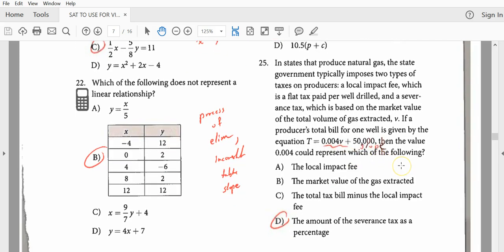Okay, we're thinking here, what does this value represent in the equation, right? So it's a slope. It's next to our linear variable. So the local impact fee wouldn't make sense because that'd be like a one-time cost. The market value, no. The total, no. The idea here, the amount of severance tax is a percentage. That's the one that gives us the most ideal answer here. So reading through the problem shouldn't be too bad. Knowing all our vocab that deals with slope versus y-intercept is pretty important.